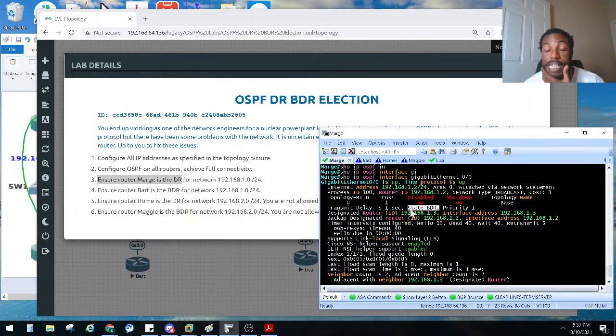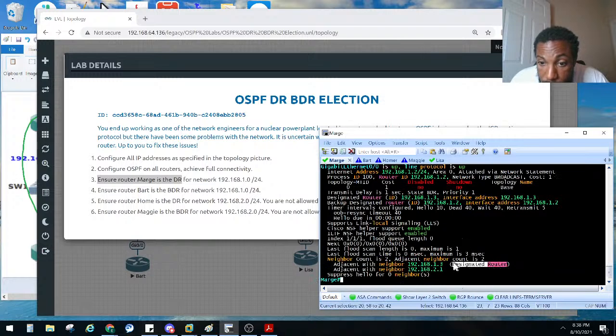The way we could see, well, there's an election process that occurs, right? First we need to find out who the DR is, and then who the BDR is, and then everybody else is a DROther, right? So the way to verify that is they start off with who comes up first. That's usually the designated router, and after that, whoever turns on first. But I think I turned them all on at the same time. Then we go with the highest IP address, right? So in this case, on this segment, we can see the designated router right there.